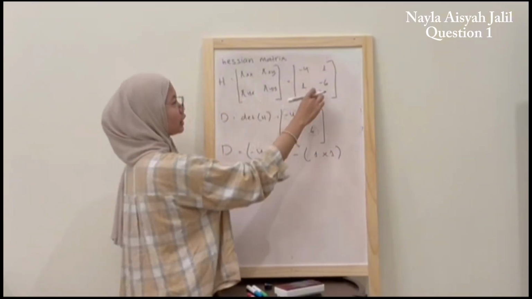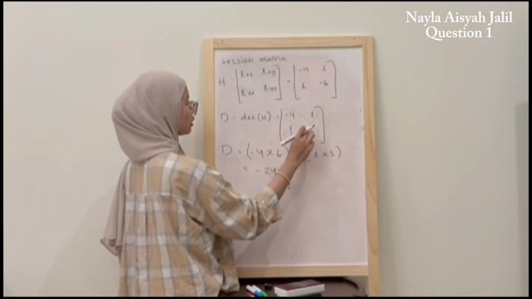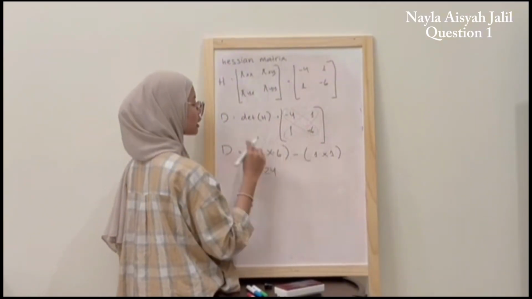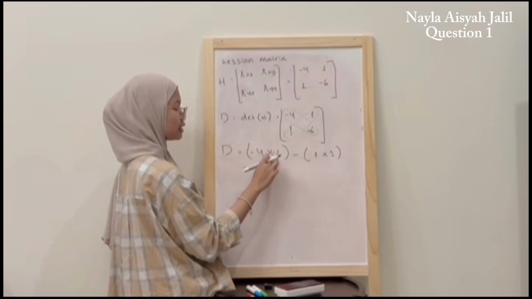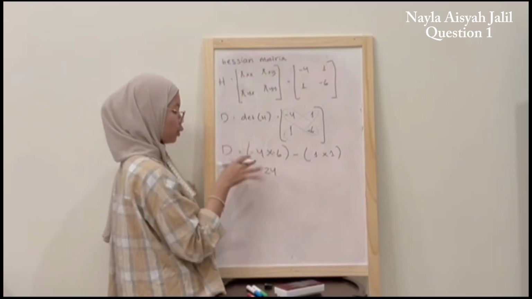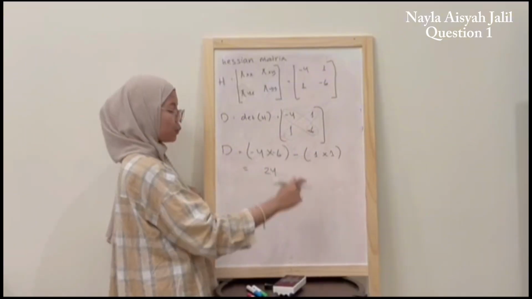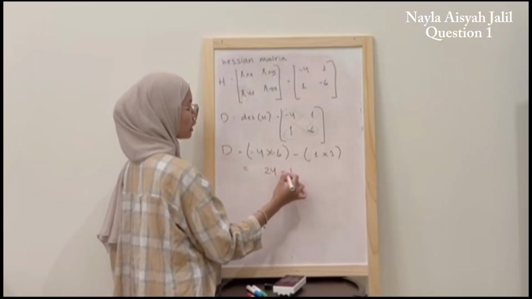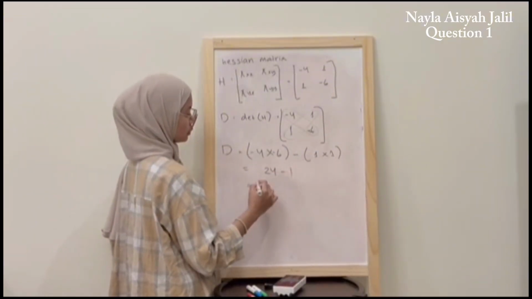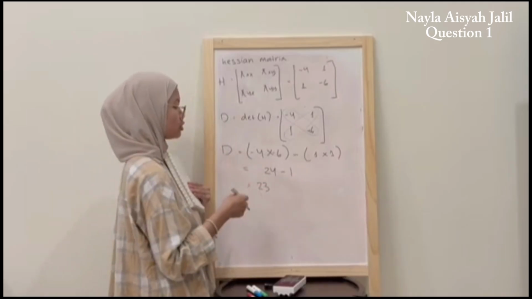So 4 times 6 is minus 24. Oh, I forgot, this is minus. This is minus 6. Let me see. It's minus 4 times minus 6, minus, minus, so positive. So positive. 1 times 1 is 1. 24 minus 1 equals 23. So the determinant is 23.